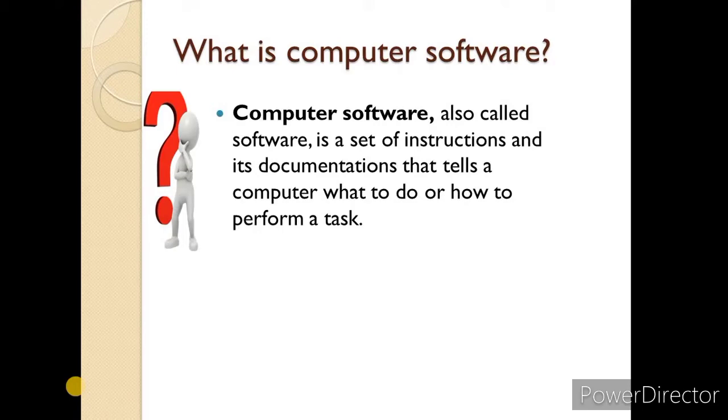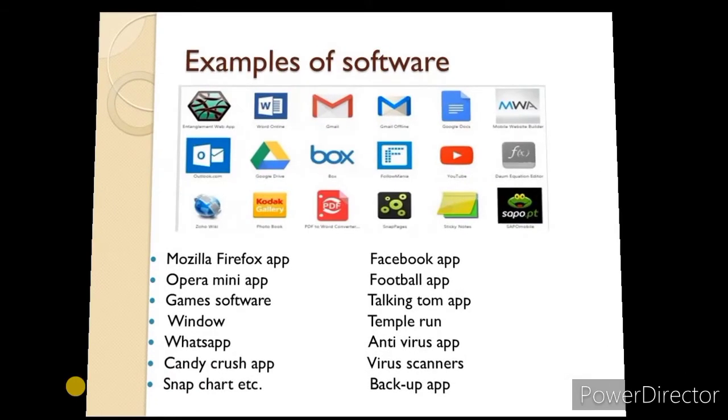Without the computer software, the computer cannot function. It's just like having a car without a car battery. No matter how big your car is, it needs a battery to be able to function properly. And not just the battery, some other components also make the car function. So today, we have learned that computer software is a set of instructions that tells the computer what to do and how to perform a task.